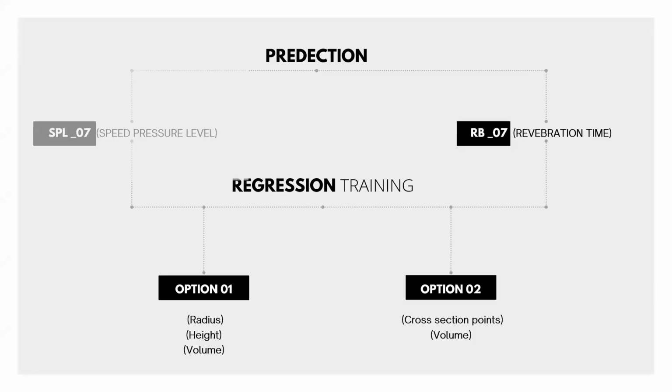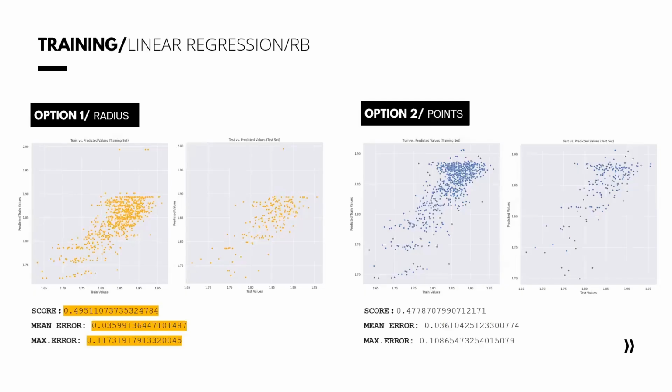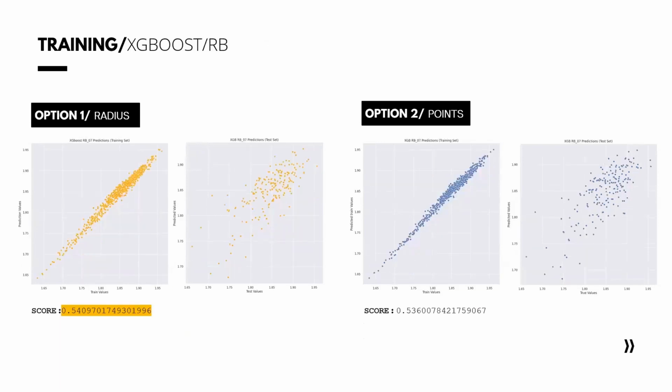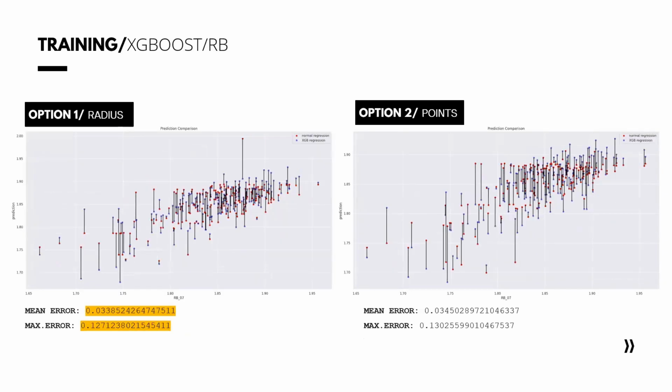Now for the RB, starting with the linear model, both options are underfitting, both scoring less than 0.5, with option 1 slightly better. Testing the XGB, there are slightly better results with less underfitting. Option radius scored 0.54, with the mean error 0.03 and maximum error 0.12.